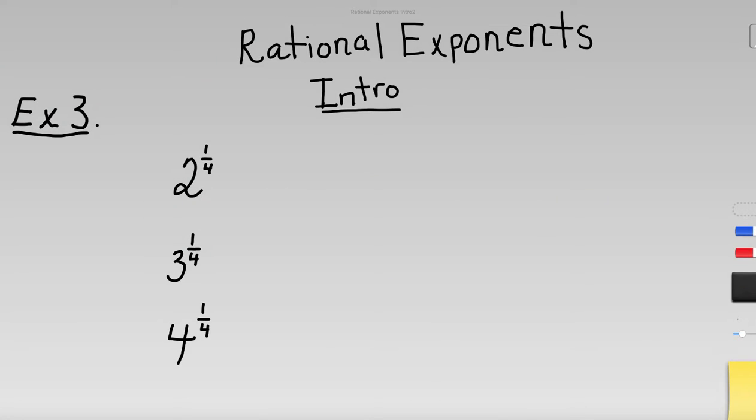Okay, so in this example, we're simply going to just continue. We looked at 1/2, we looked at 1/3. Now we're going to look at 1/4. Okay, so this is going to give us the fourth root of 2. And remember, I said the denominator basically tells us what root it is. So this is going to be the fourth root of 3. And this is simply going to be the fourth root of 4.